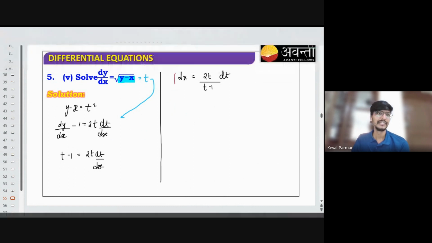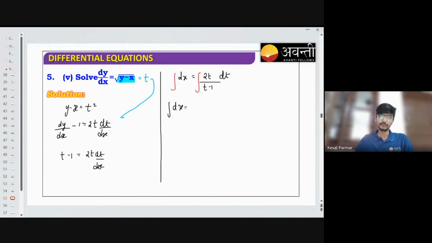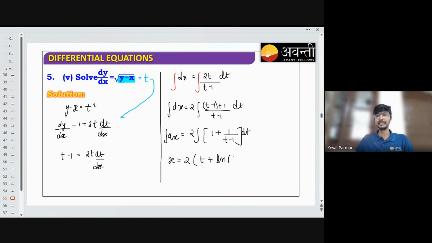Integrate both the sides. Do you know how to integrate this? Same, plus 1 minus 1 will do. So integration of dx is equal to, I'll take 2 out, t minus 1 plus 1 upon t minus 1. So I'll get integration dx is equal to 2 integration of 1 plus 1 upon t minus 1 dt. Simply integrate: x equals 2 into t plus ln of t minus 1, plus c.